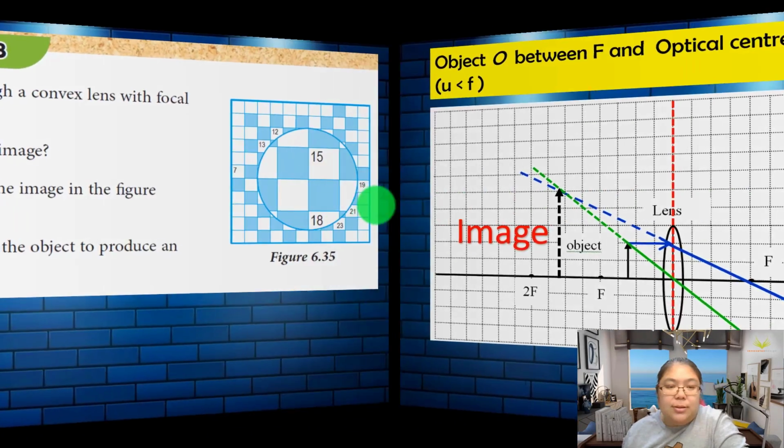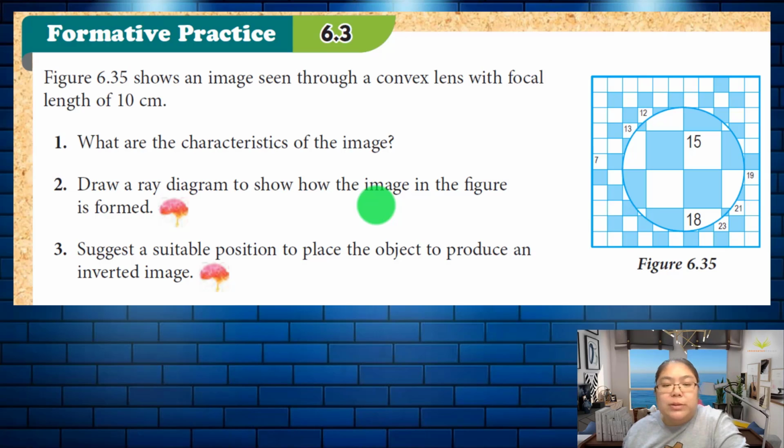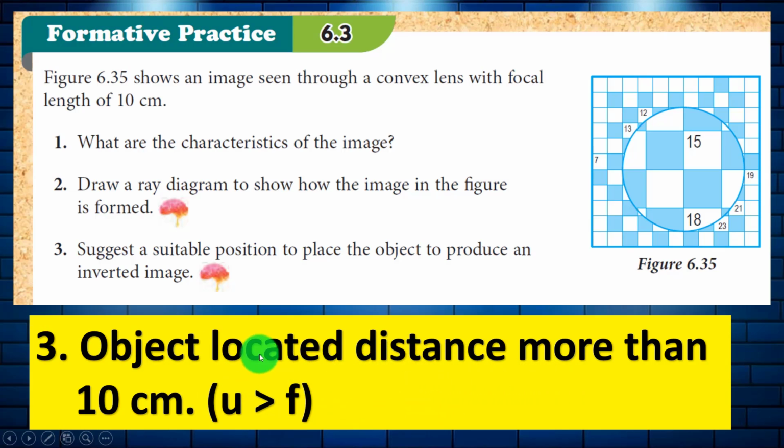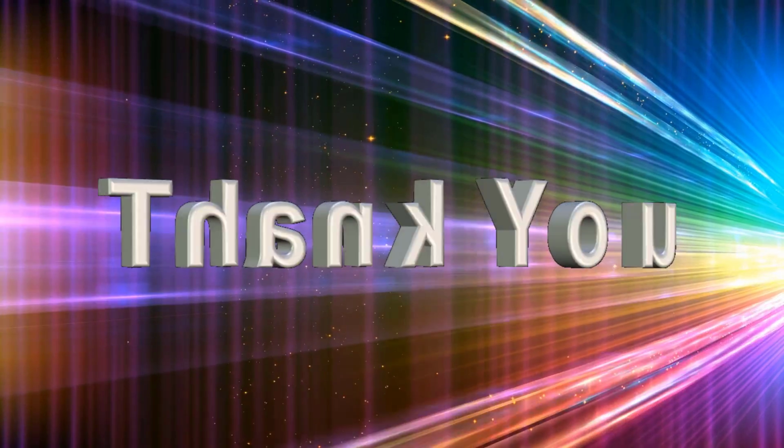Now we go to answer number 3. Suggest a suitable position to place the object to produce an inverted image. To produce an inverted image, remember your object must move beyond F. If it is in front of F, the focal point, you get a virtual image. Now I want inverted and real, so your object distance must move beyond F. The object must be located at a distance more than 10 cm, that means more than F, because the question said 10 cm already. Then you can get the characteristics real and also inverted. So this was the answer for formative 6.3. Hopefully you understand this topic. Thank you.